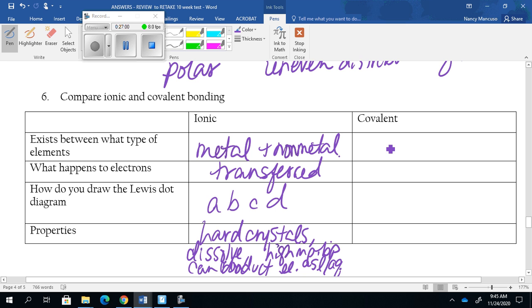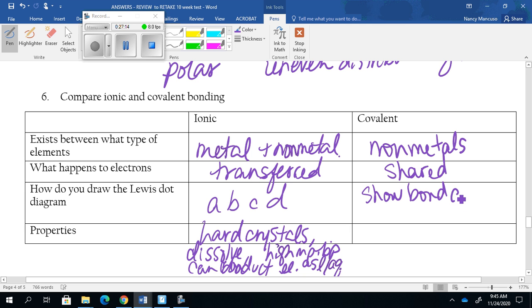All right, covalent. This is only between non-metals. What happens to electrons? They are shared. How do you draw the Lewis dot diagrams? You show the bond as a line. That line represents 2 electrons being shared. So if you have a double bond, you're going to have 2 lines and you're going to have 4 electrons shared. And if you have a triple bond, you have 3 lines and you have 6 electrons being shared.